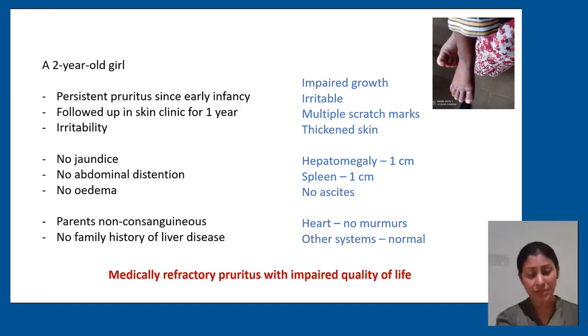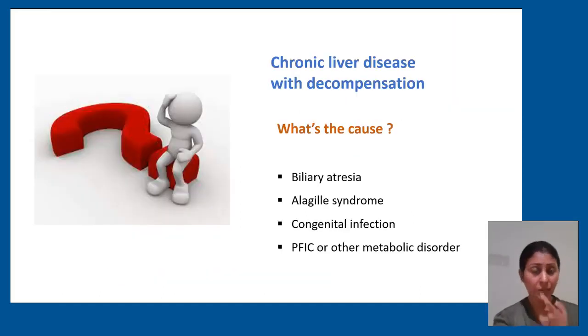On examination, when she presented to us, she had multiple scratch marks, thickened skin, hepatomegaly as well as splenomegaly, but there was no ascites. And we detected medically refractory pruritus subsequently when we started managing her, which was impairing her quality of life. So is this chronic liver disease? Yes, because she did have evidence of liver disease with splenomegaly. But there were no features of decompensation, as there were no features like ascites, hepatic encephalopathy, or bleeding.